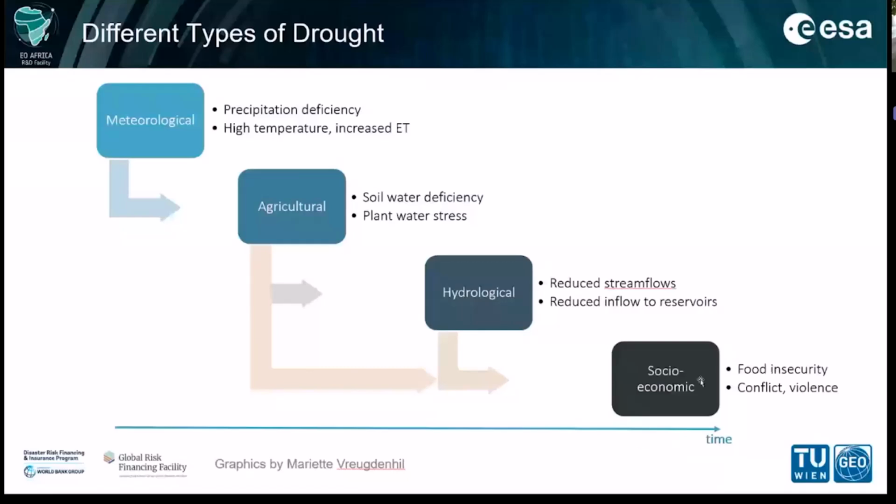So there could then become really socioeconomic drought scenarios leading to food insecurity, or it could even lead to conflict and violence in case conditions are really very bad. This obviously is, say, for example, very much worsened if there are drought conditions for multiple years after each other.